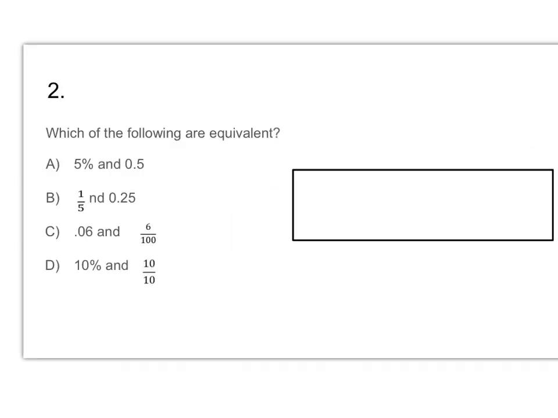Which of the following are equivalent? When I look at A, it says 5% and 5/10. I know that 5/10 equals 0.5, and when I move my decimal 2 places, that is 50%. So I know it's not A. Next is 1/5 and 25 hundredths.